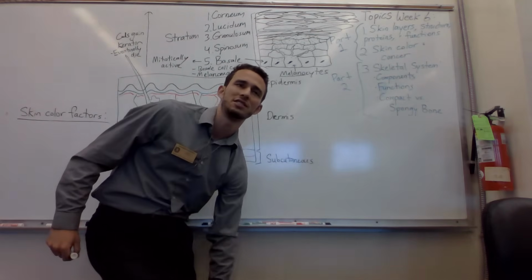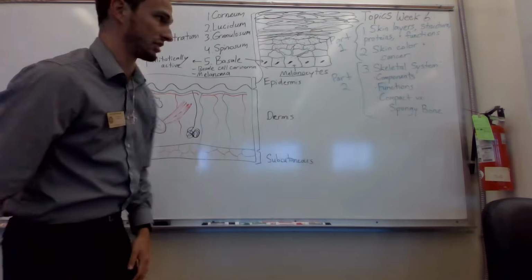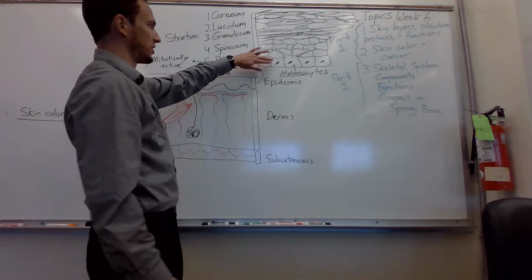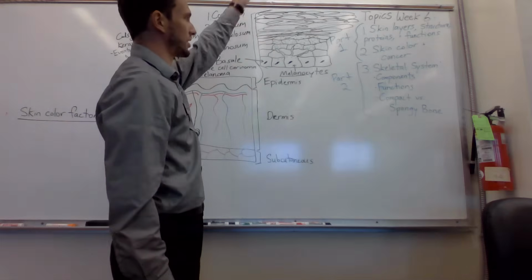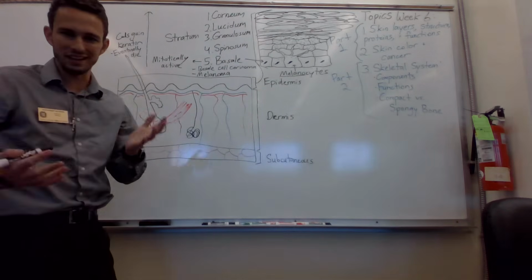I believe once they get to the stratum lucidum layer, they are already dead. And eventually they get sloughed off. That whole process from the division of the basal cells all the way up to getting sloughed off is about 1 month to 1.5 months. So 30 days is probably a good guess.